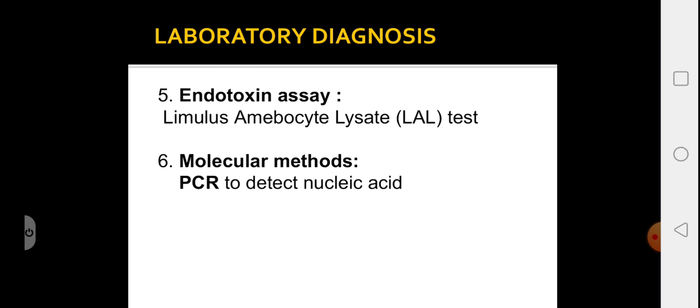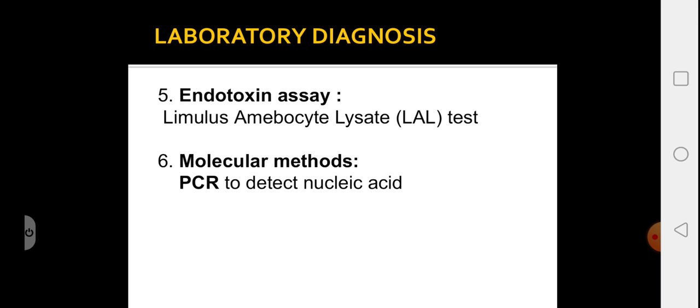Looking into endotoxin assay, we use the Limulus amebocyte lysate assay. Limulus is a horseshoe crab from which you extract the amebocytes, that is its WBCs, and when the patient's serum is added to these amebocytes, it clots, detecting the presence of endotoxin.